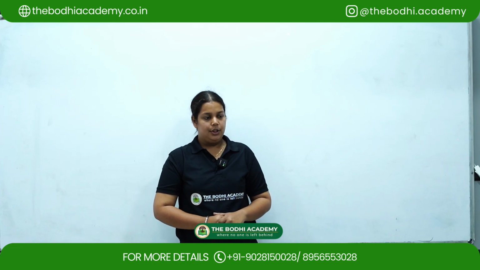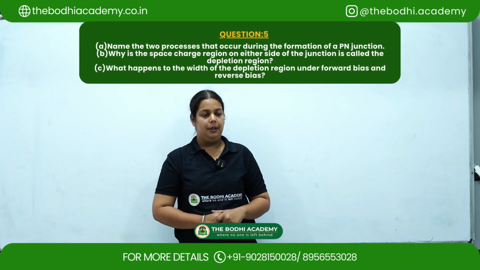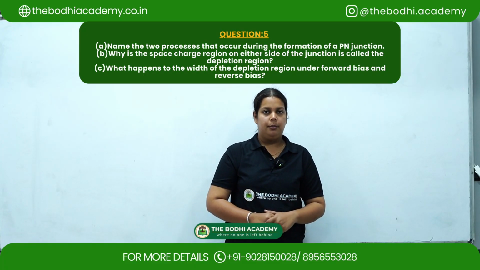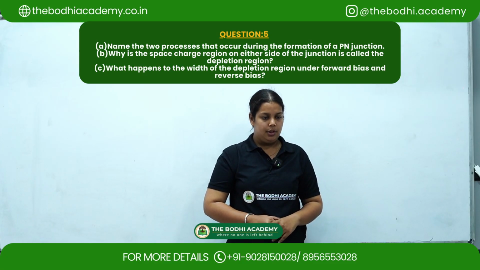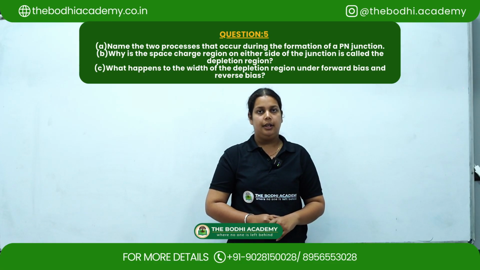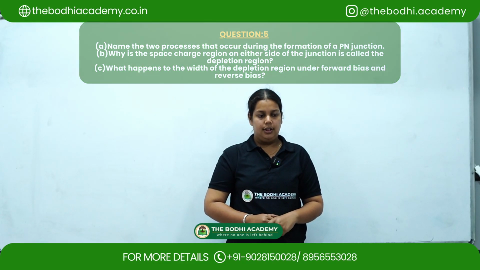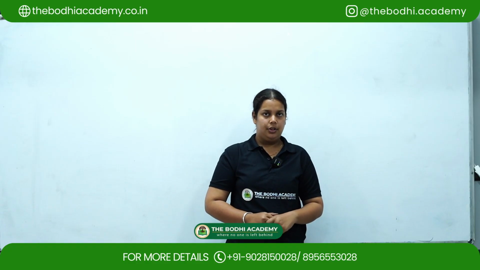Coming to the next question, name the two processes that occur during the formation of a p-n junction. Diffusion of charge carriers occurs and development of the potential barrier. Why is the space charge region on either side of the junction called a depletion region? Because it opposes a further diffusion of charge carriers across the junction. That's why it is known as a depletion region.